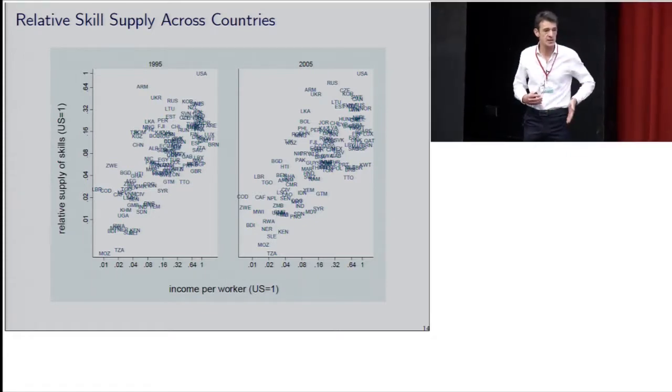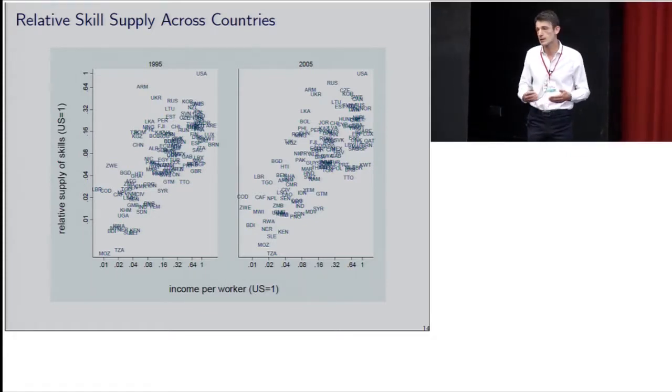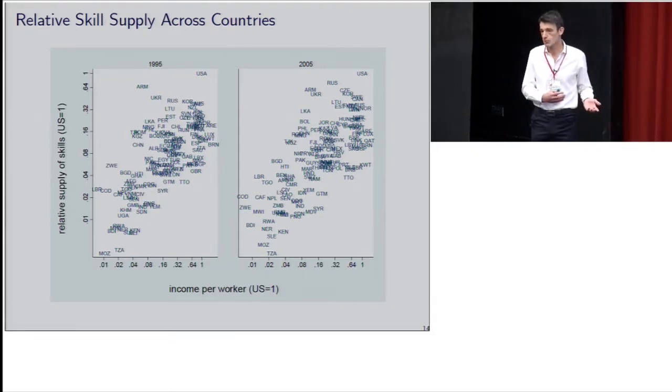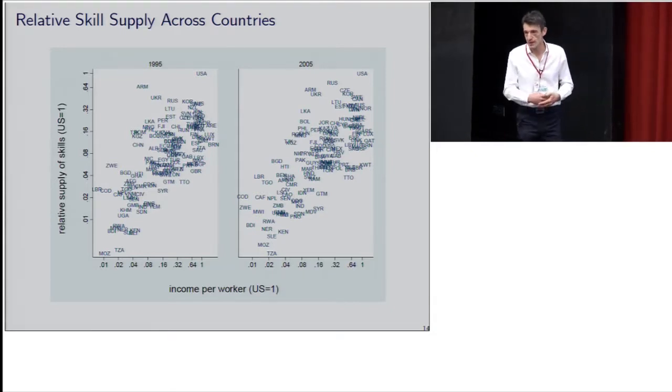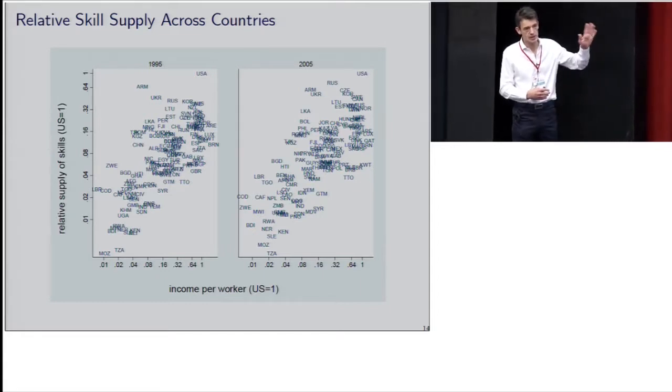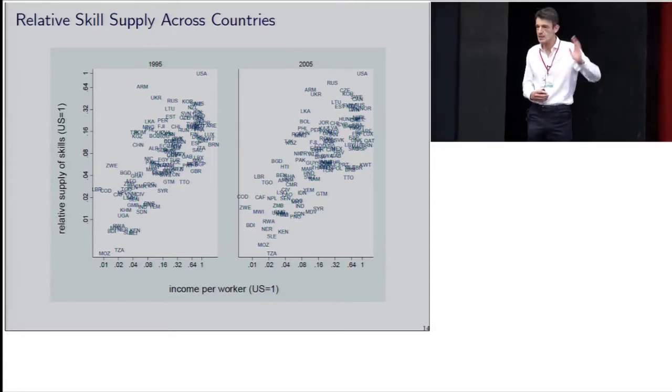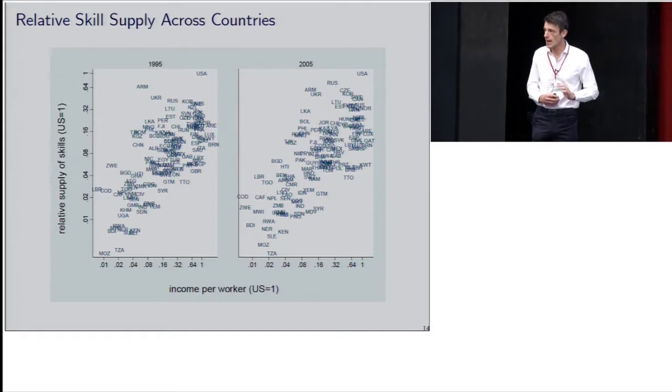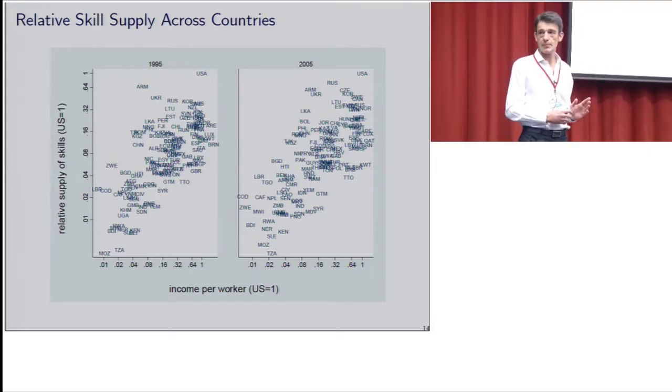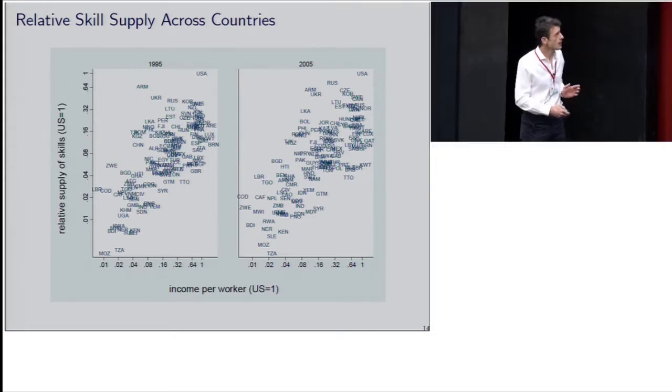I mean, the gradient here is very steep, and rich countries have much more skills than poor countries. That's exactly what you would expect. That's the relative supply of skills. That's one ingredient. Remember, the other ingredient is the wage premium. How does that vary with per capita, with per worker GDP?